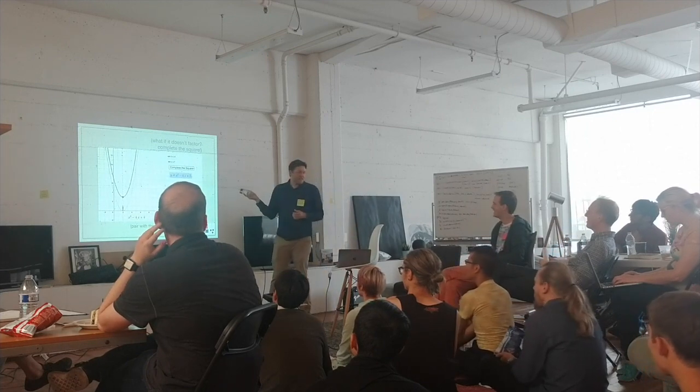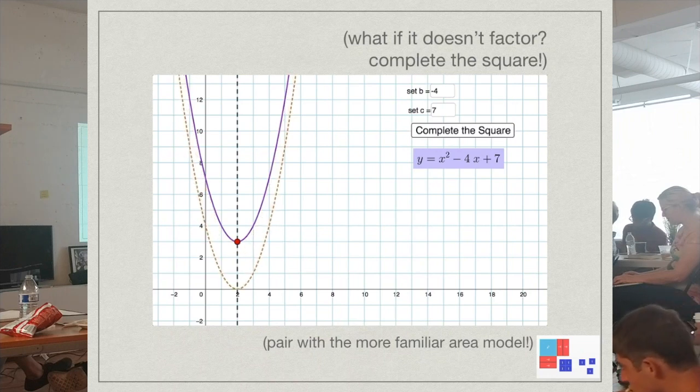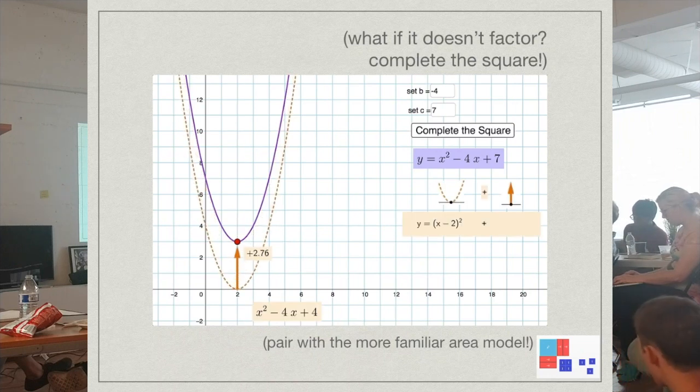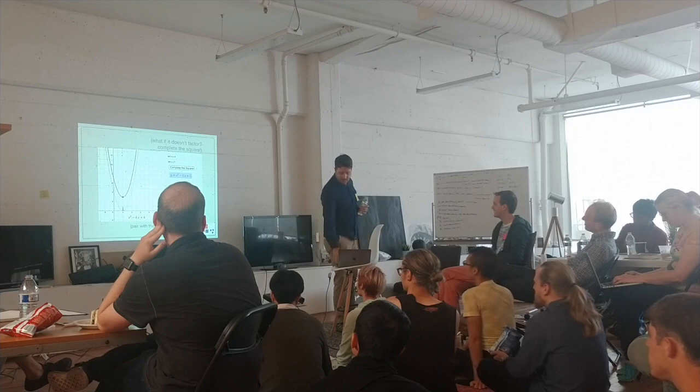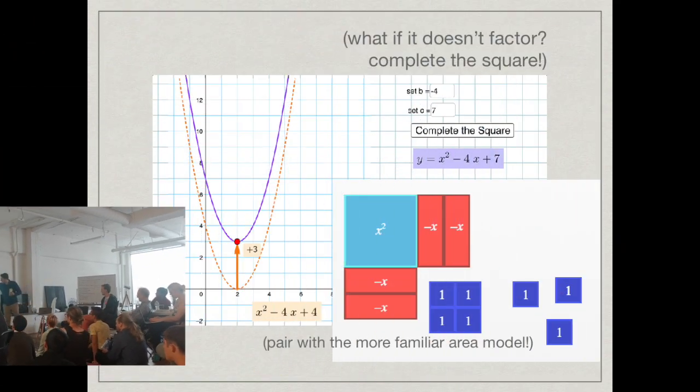If it doesn't factor, there's another trick you can do. You just take that parabola and push it down, and then see how far you need to go back up. That's a nice trick. You can just complete the square. It's a nice thing to pair with completing the square on algebra tiles. Okay, moving on.